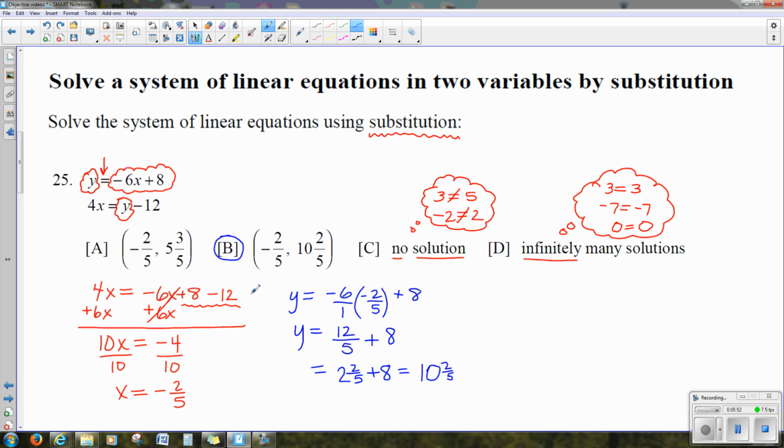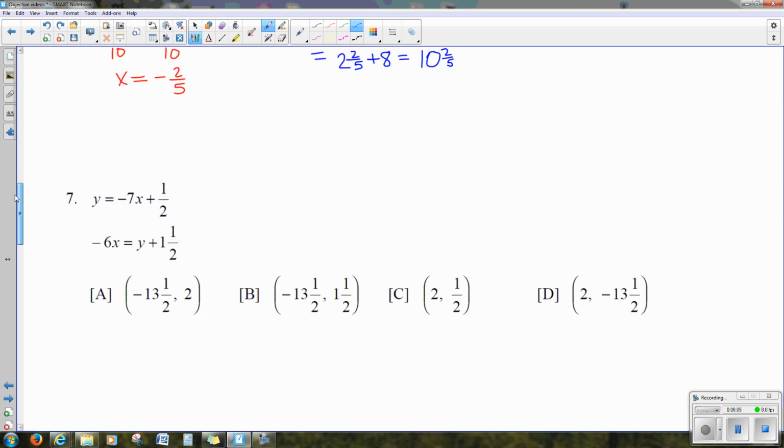So yes, now we can say for sure that 10 2/5 is the y value. So we are very confident in choosing B. All right, let's take a look at another example.